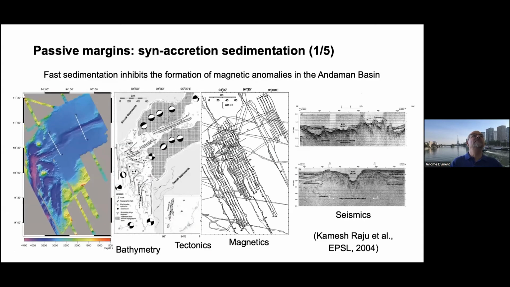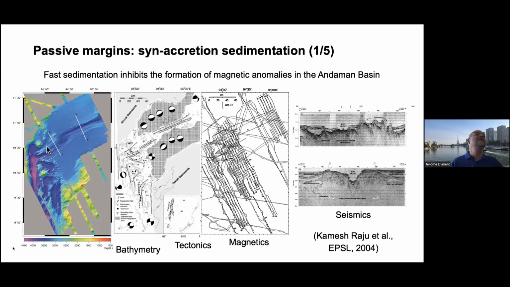Now, if we go deeper, this is a very interesting area in terms of early accretion of an oceanic basin. This is the Andaman Sea. The Andaman Sea is located between India, with the Andaman Islands which belong to India, and Myanmar on the other side. And it is a very strange spreading area. You can see the earthquakes are telling us that all this plate boundary is active.